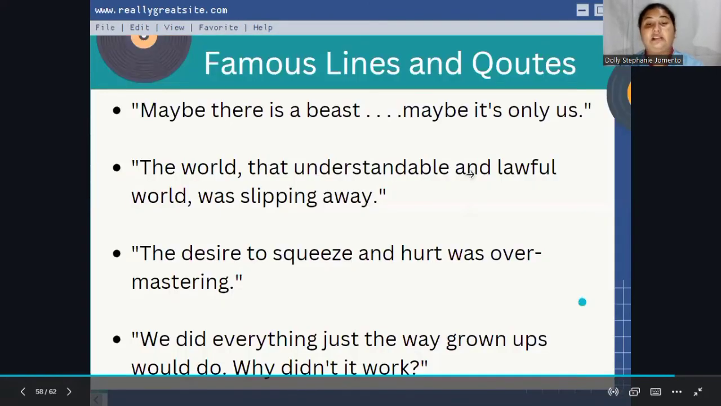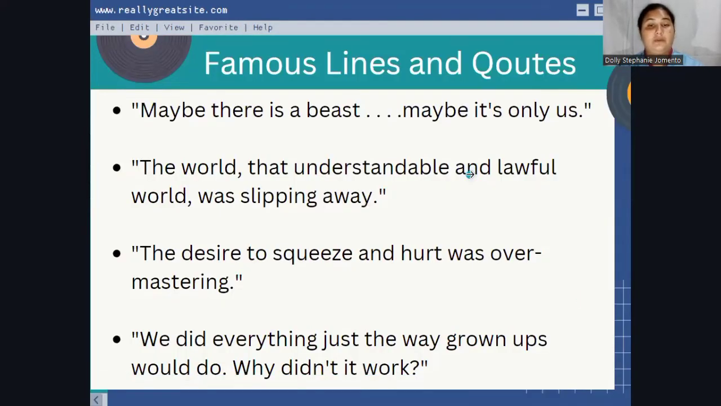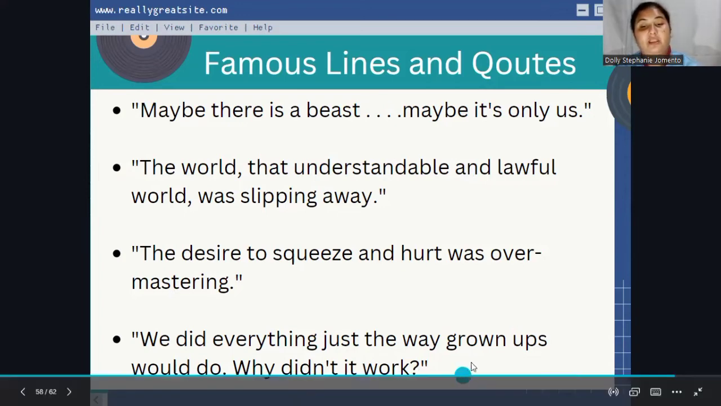So next, these are the famous lines and quotes from the Lord of the Flies. So maybe there is a beast. Maybe it's only us. The world that understandable and lawful world was slipping away. And next, the desire to squeeze and hurt was overmastering. Then last, this statement was from Piggy.